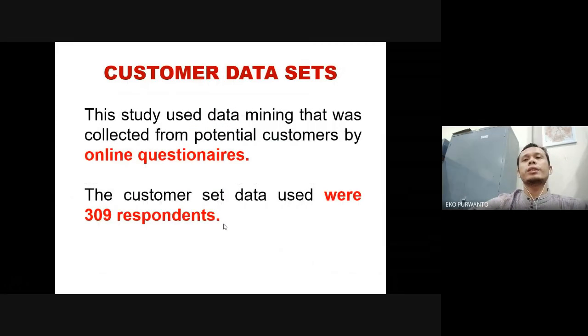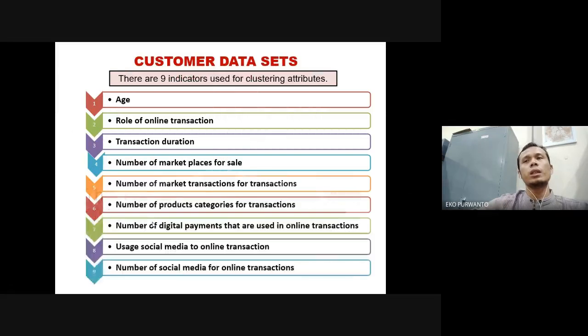Customer data sets. The study uses data from potential customers collected by online questionnaires. The customer data used were from 309 respondents. This is the customer data set.